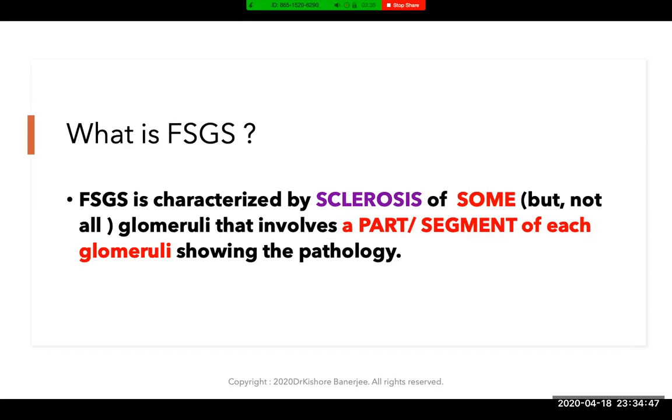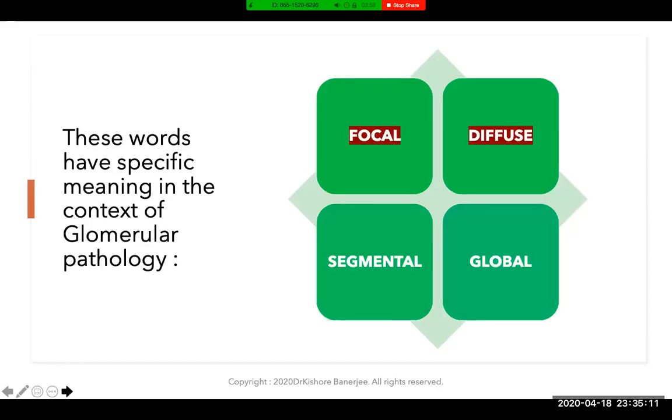Similarly, the term segmental has a specific meaning. In those glomeruli which are showing the pathology, if less than 50% segment or portion of the glomerulus is showing that pathology, use the term segmental. If more than 50% area of the glomerulus is showing the pathology, we use the term global. So it's a very important point to understand the full meaning of the terms focal, diffuse, segmental, and global. This is very important.